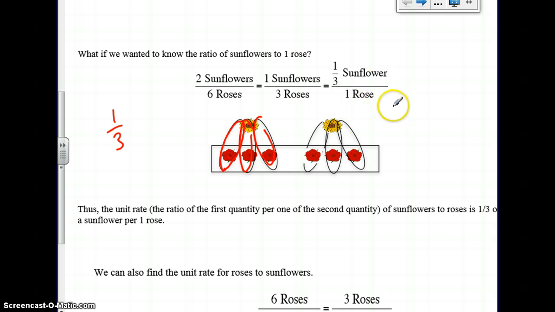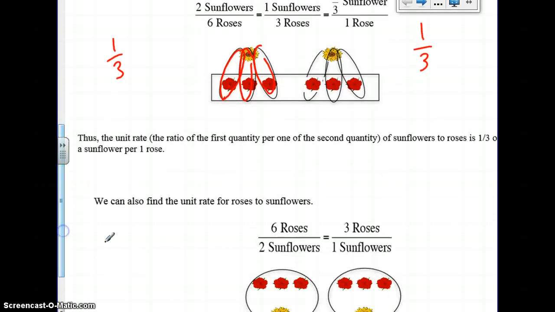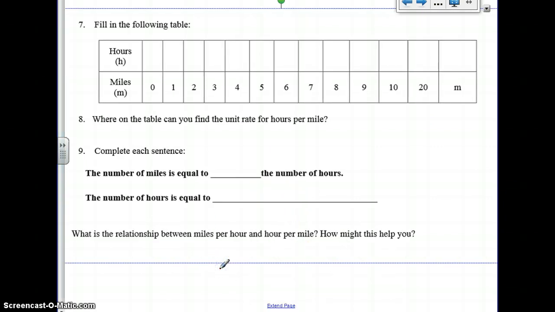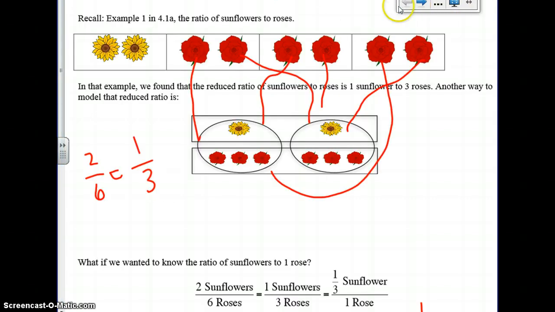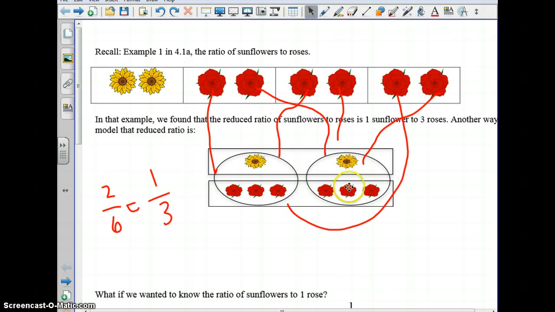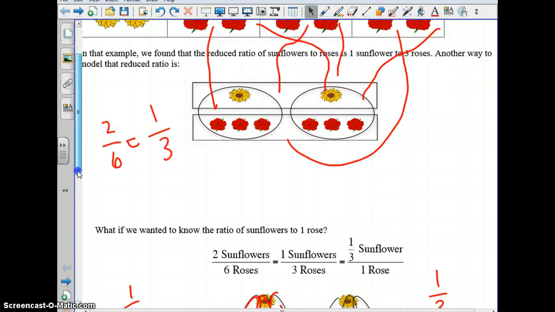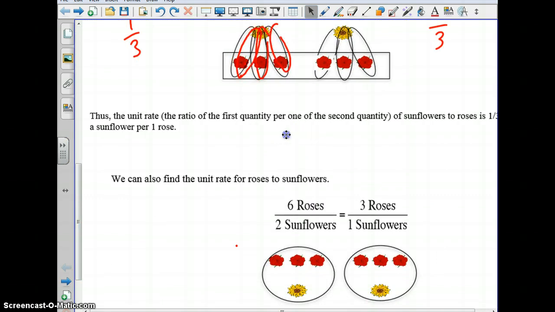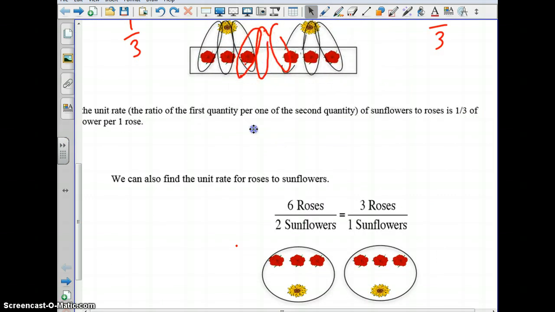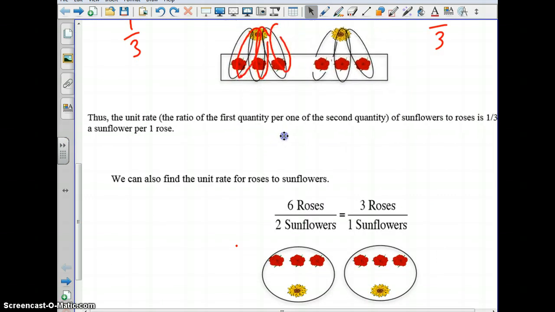And you could go right back to this by saying, what if I have 1 whole sunflower? Well, that would be 3 roses, 1 to 3. So thus the unit rate, or the ratio, the first quantity per the second one, is 1/3. I can move it over. Nope, it's not working. Let me escape from this. Sorry about that. And going down, let's see. All right. Thus the unit rate is 1/3 of a sunflower per 1 rose.